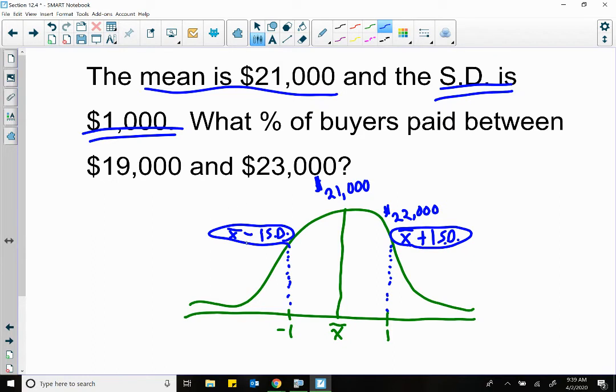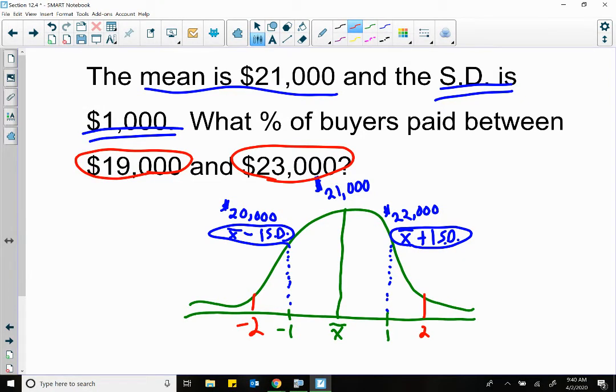Well, right over here, all I'm going to do is take the mean minus 1 times the standard deviation. Well, 1 times 1,000 is 1,000. So all I'm doing is taking 21,000 minus 1,000. So 21,000 minus 1,000 is 20,000. Are these the numbers that I'm looking for? No. We want 19,000 and 23,000. So maybe we jump out to 2 standard deviations.